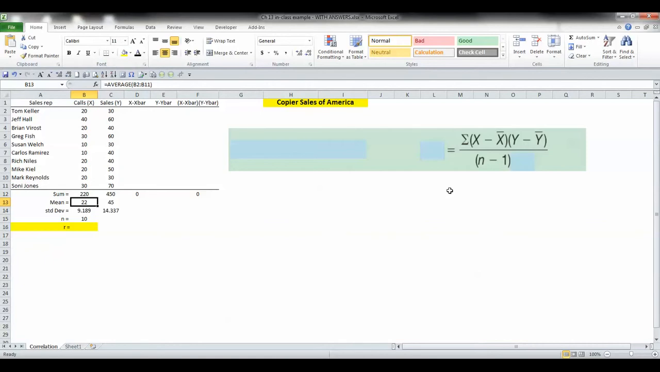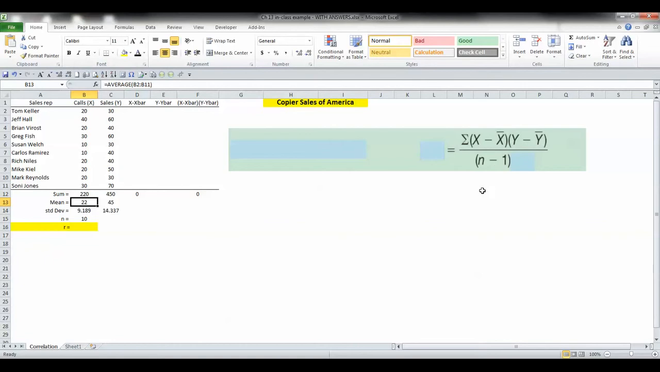With the variance, though, we want to get an average value of the combined deviations. That's why we're dividing by n minus 1. Now, this will give us a value that tells us something about the relationship between the two variables. So we could do each of these values, 20 minus 22, 40 minus 22, 20 minus 22, and then do the same here, 30 minus 45 for the y minus y bar, multiply all those together and divide by n minus 1.